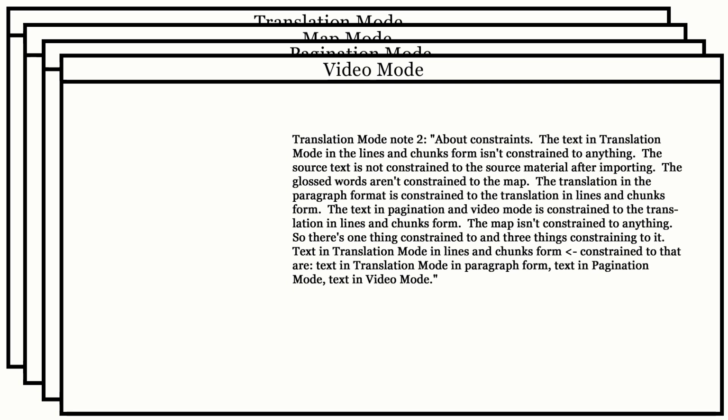So there's 1 thing constrained to and 3 things constraining to it. There's the text in translation mode in lines and chunks form, and constrained to that are the text in translation mode in paragraph form, and the text in pagination mode, and the text in video mode.